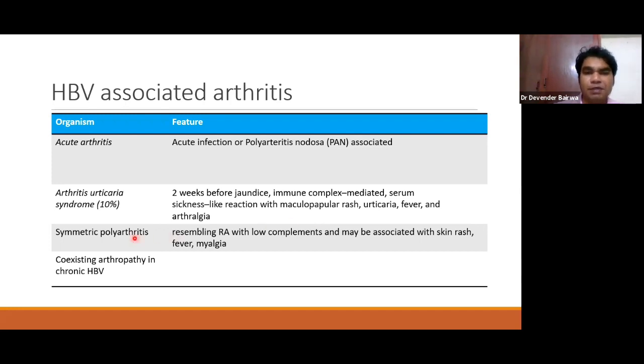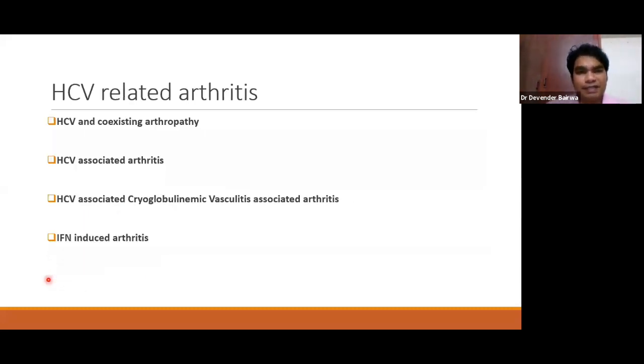Apart from that, there can be symmetric polyarthritis, which actually resembles RA with low complements and may be associated with skin rash, fever, or myalgia. Or apart from these, there can be a true coexisting arthropathy in chronic hepatitis B virus infection. So any patient with hepatitis B presenting to you, think about whether the arthritis is related to hepatitis B, if it is related, in what stage it is, or whether it is unrelated to hepatitis B.